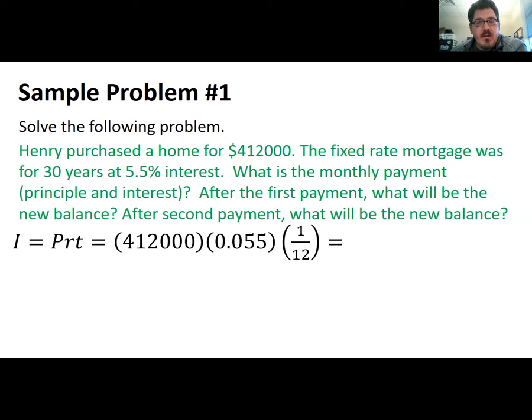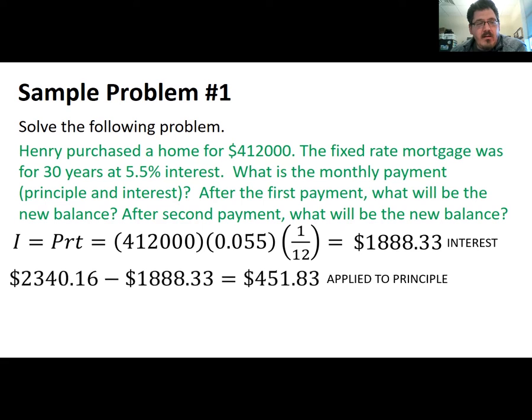Multiply that by the interest rate written in decimal form, and then our time, we use 1/12 because again in the simple interest formula, time is always based on years. So 1/12 is 1 month or 1/12 of a year. Multiply those values together and we end up with a total amount of interest of $1,888.33.